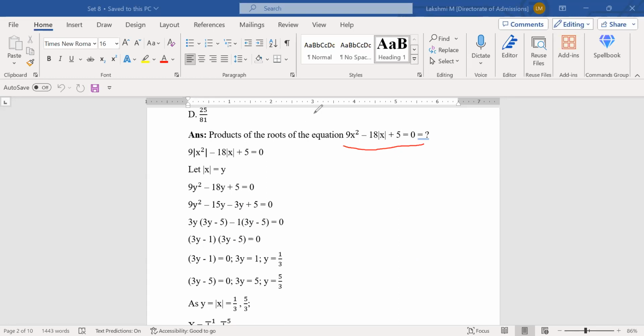Janvi, I have not read it. If there is anything, please do type in the chat box. I'm not able to see your comment, Janvi.